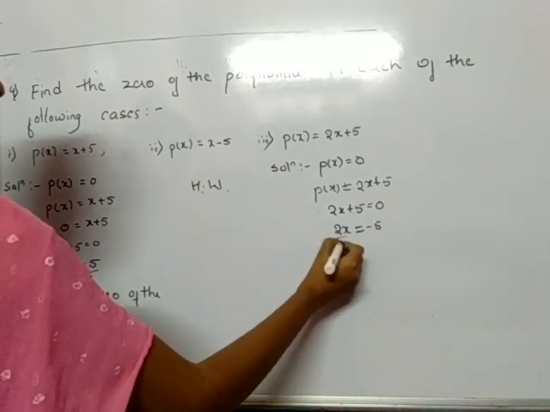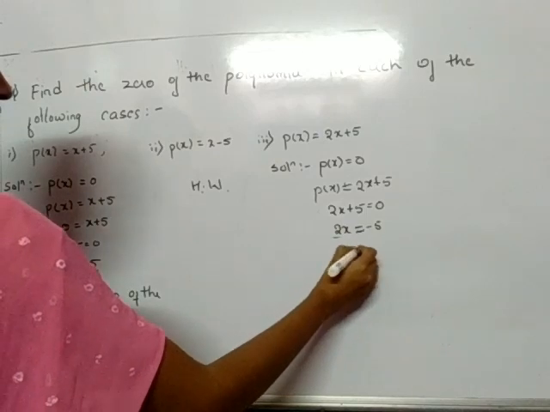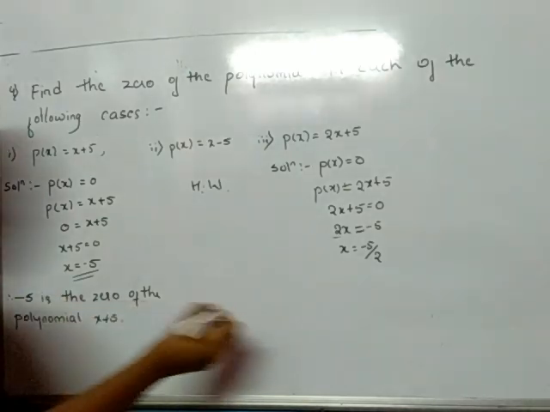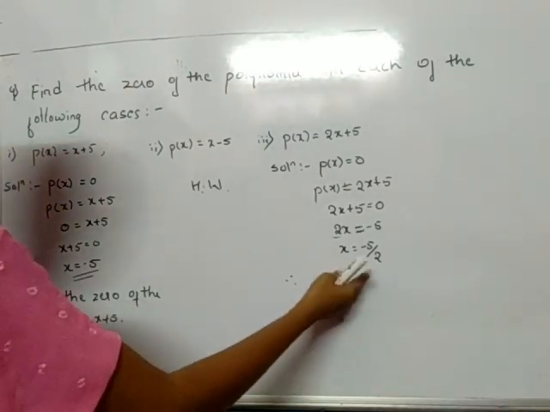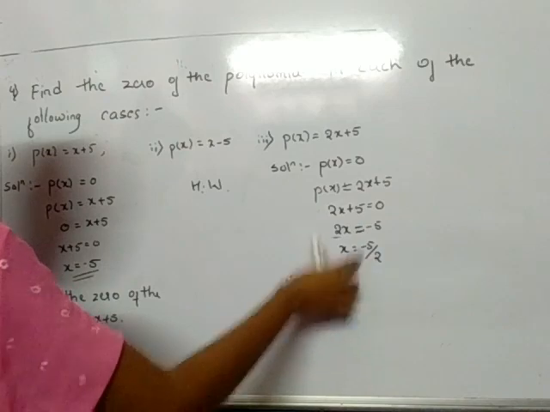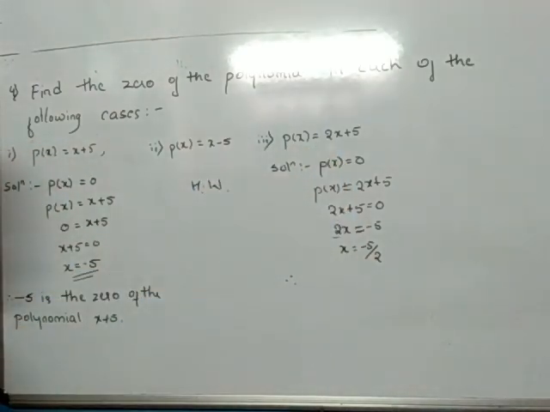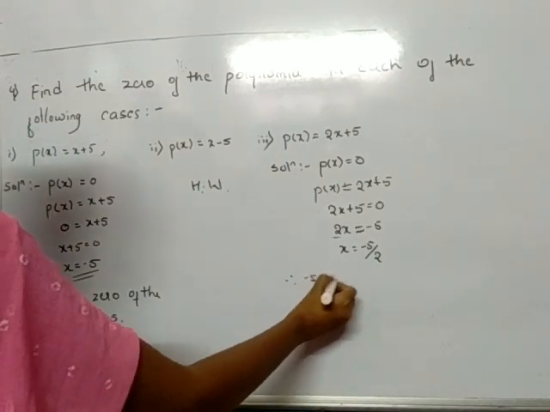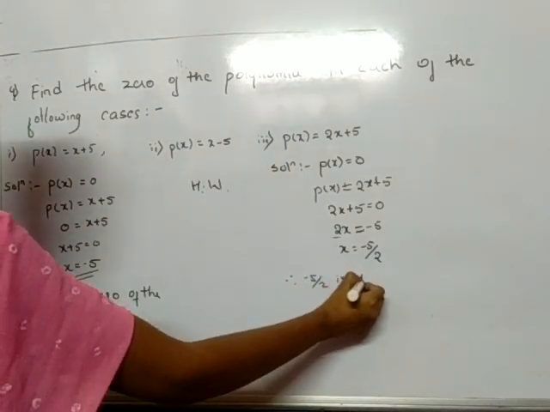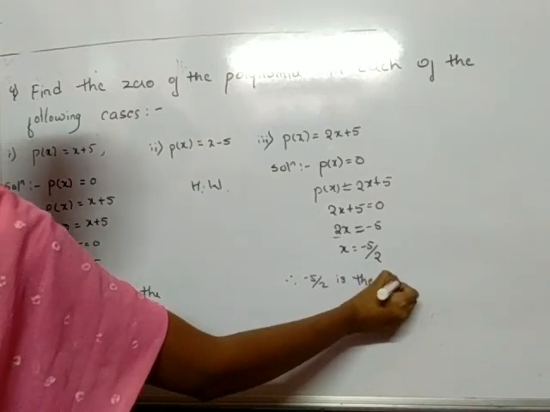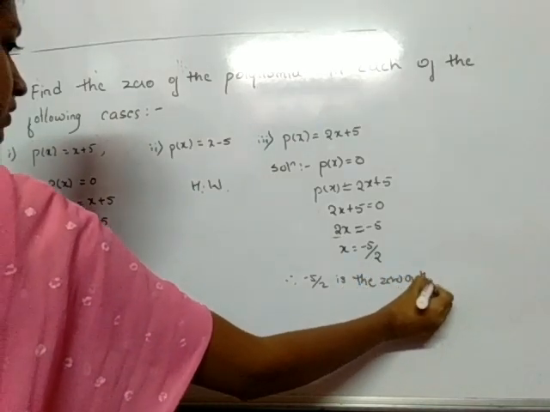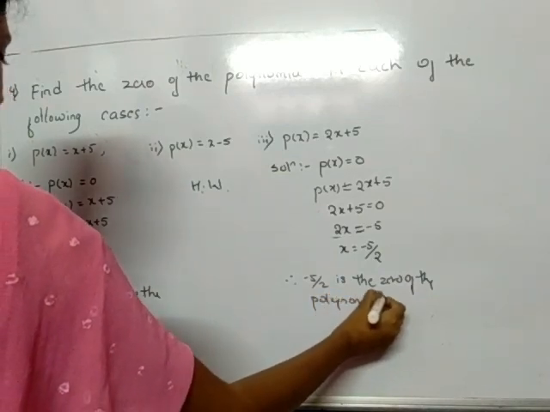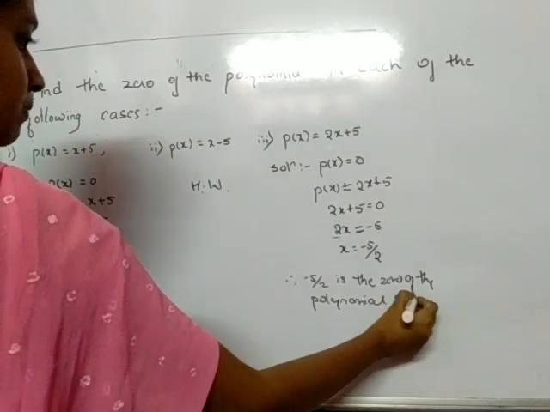Right? So the relation between these two is multiplication. I will bring 2 to the right hand side. It will be divide. Right? So you can check these values. Substitute the value of x in the given polynomial. You will get 0 only. Right? Therefore, minus 5 by 2 is the zero of the polynomial 2x plus 5.